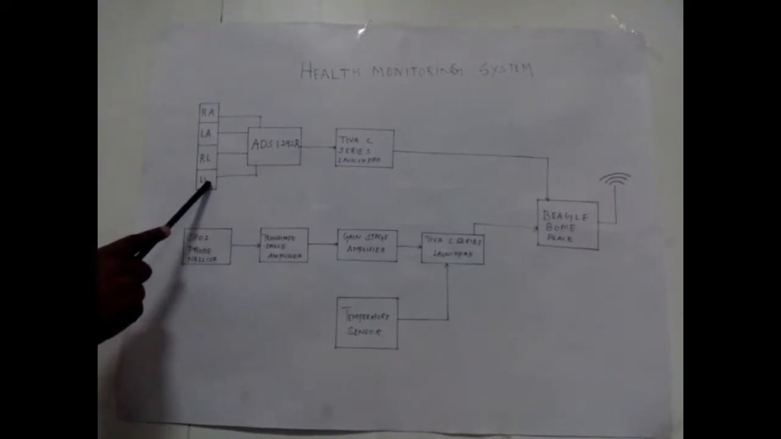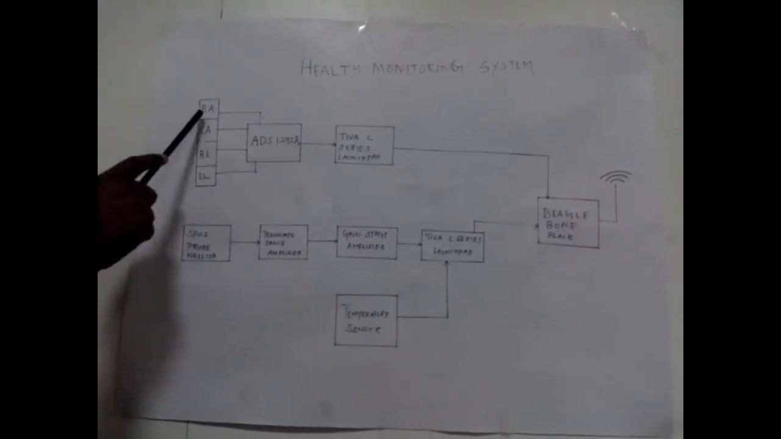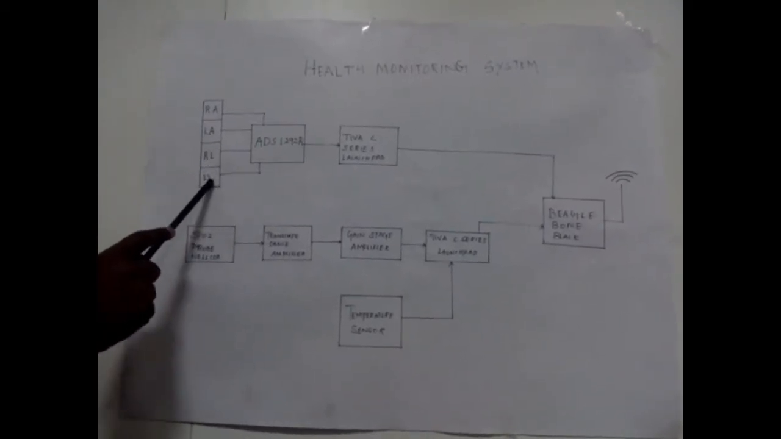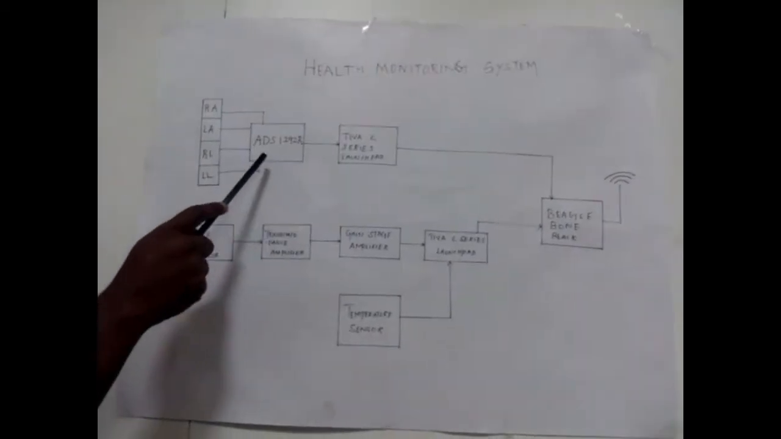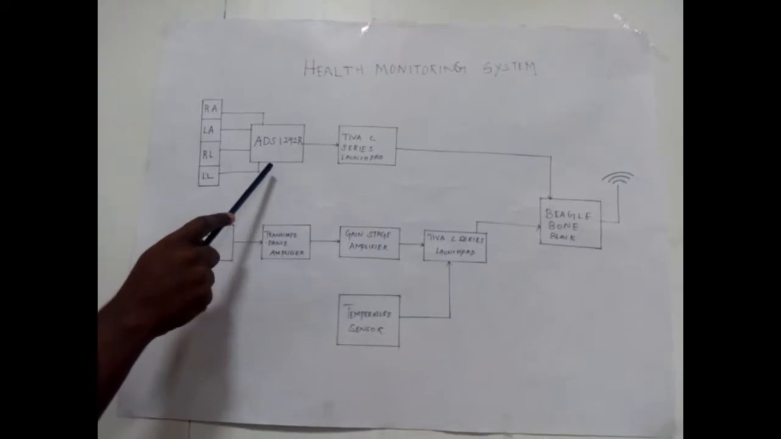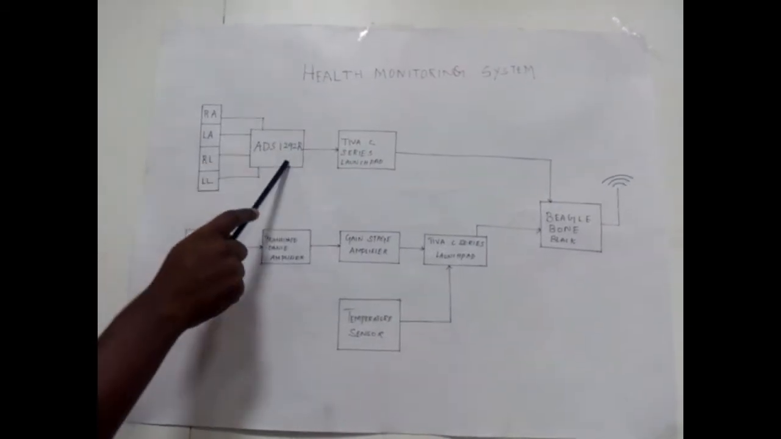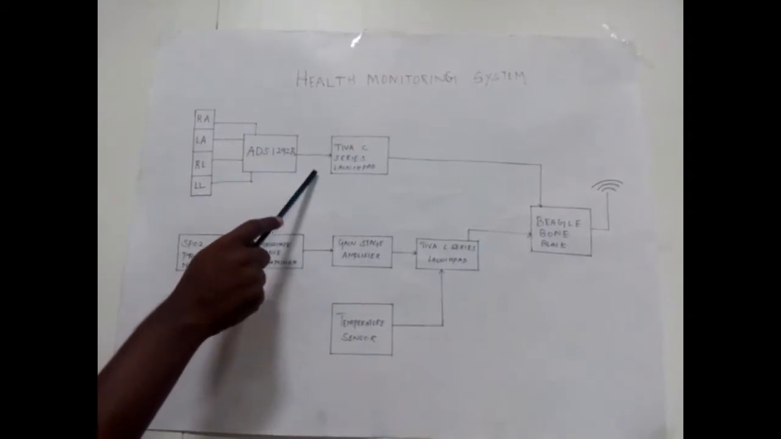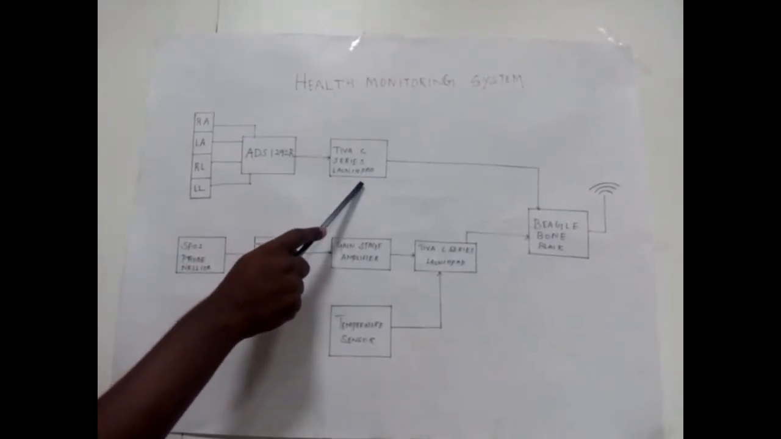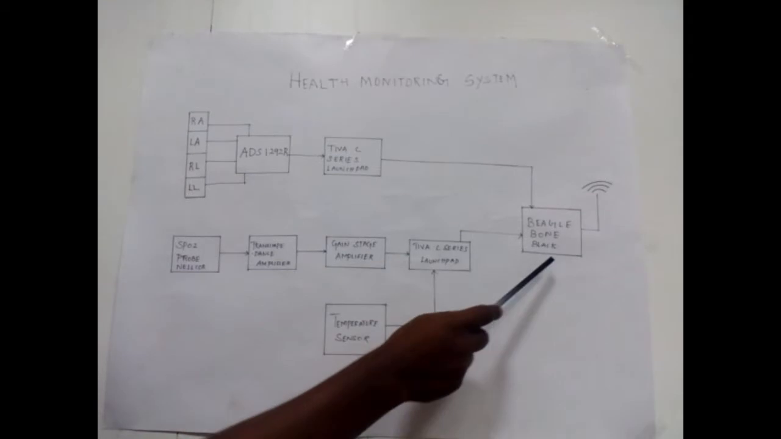Here we have used a 4-lead ECG configuration, that is right arm, right leg and left leg. This stage is followed by an ADS1292R, which is a dedicated analog front end for ECG by Texas Instruments. The converted signal is then given to a TIVA C-Series launchpad through SPI protocol for further processing of the signal. The processed signal is finally given to the BeagleBone Black.